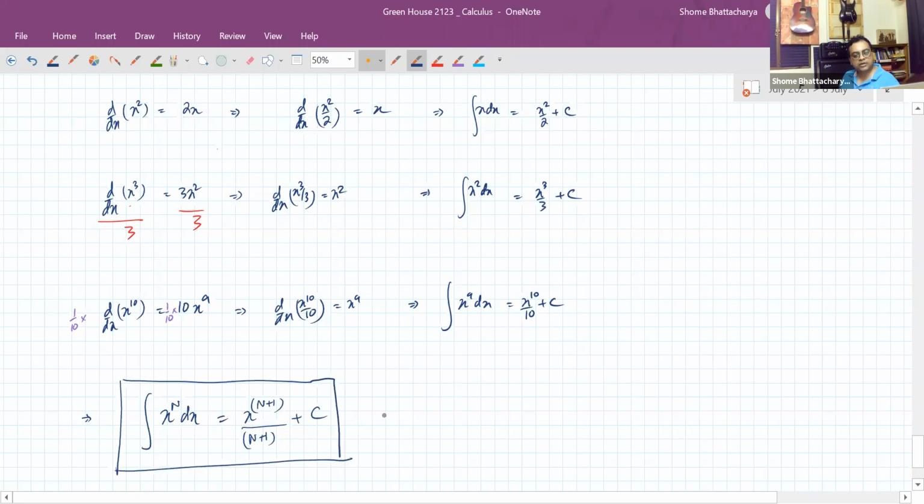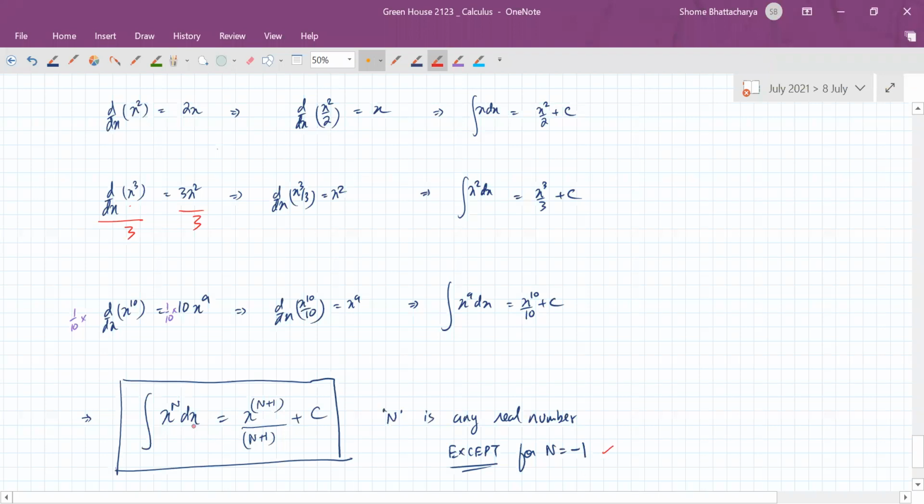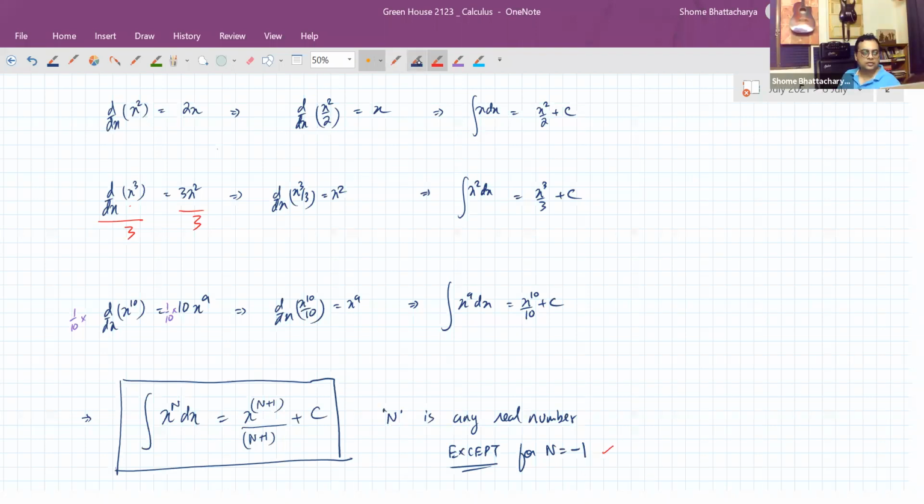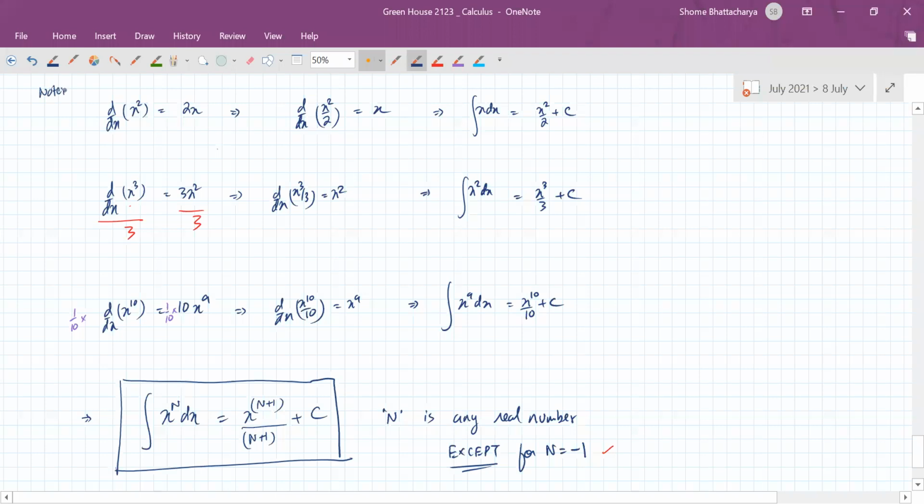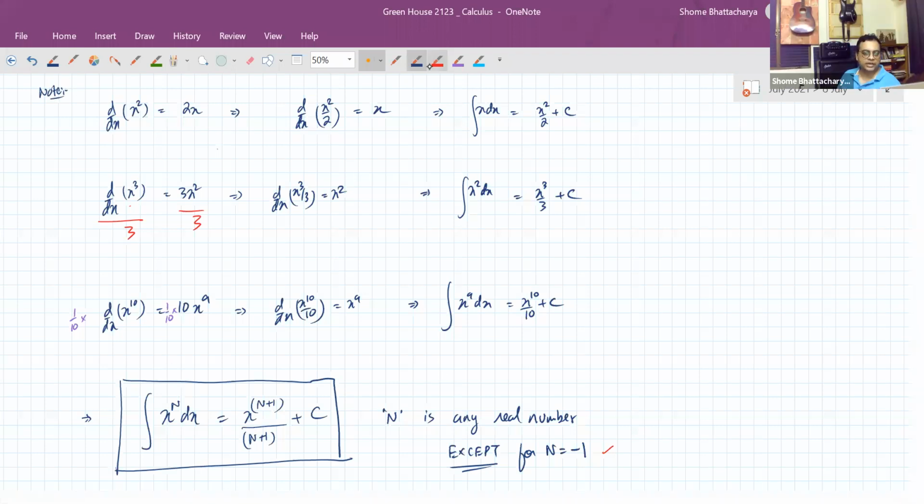Okay. But here, one thing important is that n is any real number except, there's a notable exception, except for n equal to minus 1. Because minus 1 will give you 0 in the denominator, which is not defined. So with the exception of n is equal to minus 1, we can use this for anything. So, sir, we cannot integrate x raised to minus 1 at all. No, there's a different formula for it. I'll come to that. So you have to remember that one as a separate one. But for any other power, this will do.